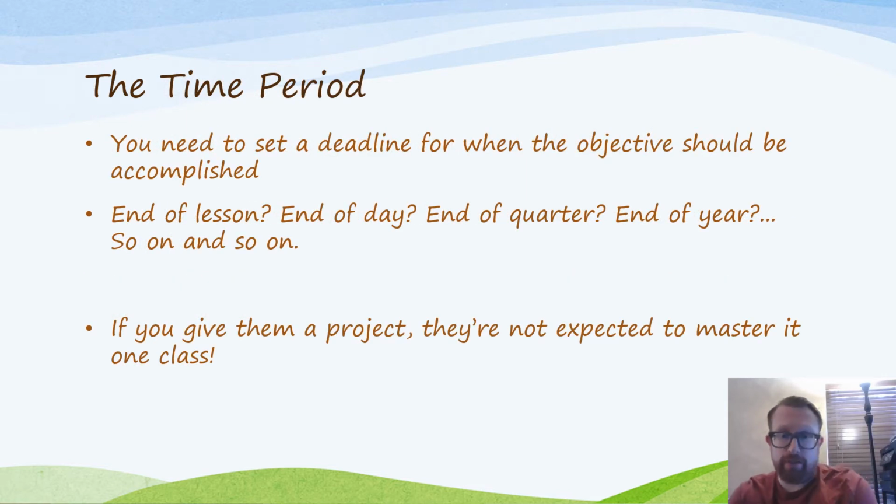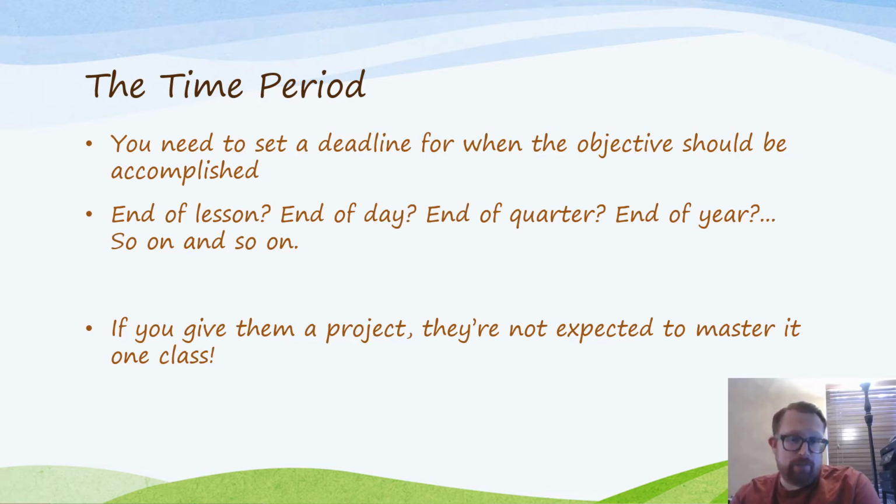So the first thing we'll talk about, and I'm going to chunk this out into how you would set up to write an objective. The first thing is you want to say the time period. When I say the time period, it's when you want them to accomplish that objective. So you need a specific and set deadline of when the objective should be accomplished. In the teaching world, we usually use the following: the end of the lesson, the end of the day, the end of the quarter, the end of the year, end of the unit. There are multiple ways that you can do this, and you would set objectives for each period, okay?